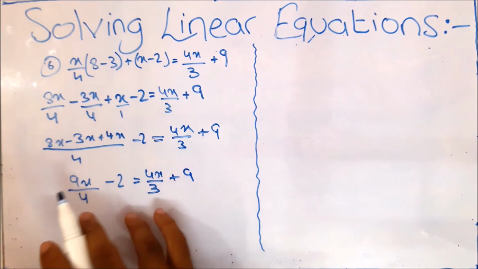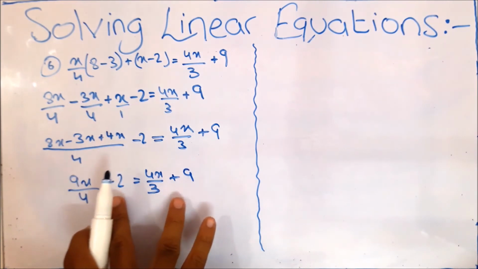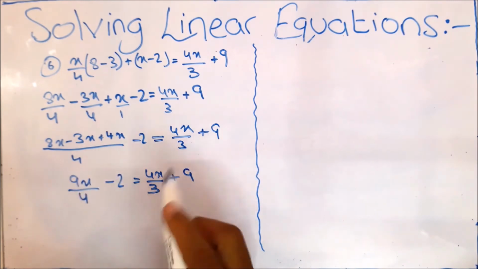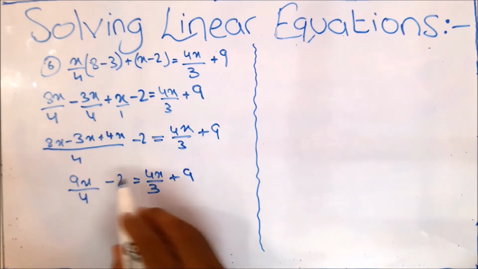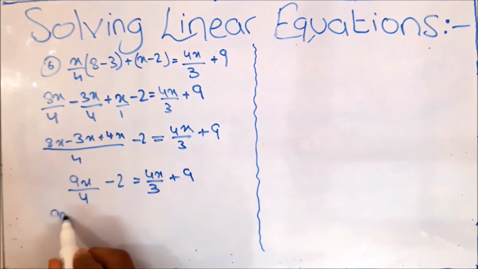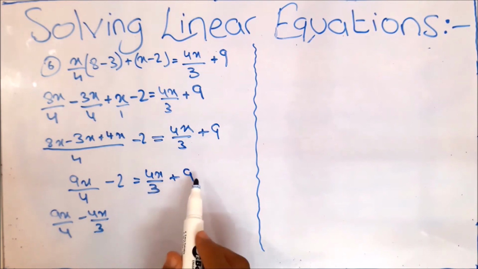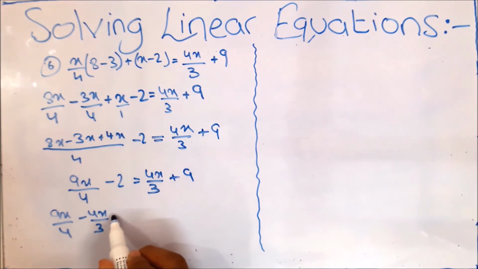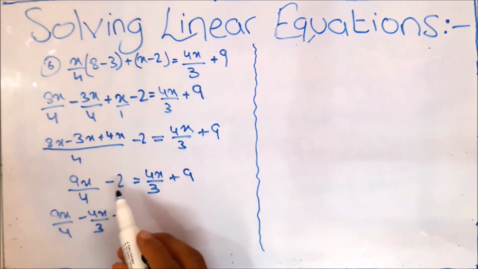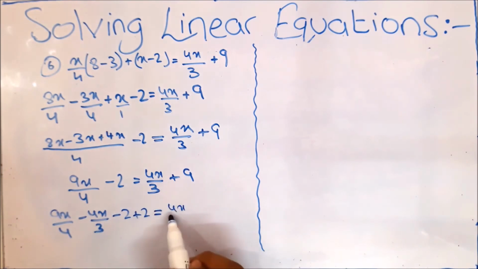Okay, here we have two values which have x and two values which do not, which are pure numbers. So we'll shift the values with x to one side and the numbers to the other side. We'll do it in one step. 9x divided by 4 minus 4x over 3. We'll subtract 4x over 3 from this side and this side as well. Then minus 2, okay, and we have to remove this 2 as well. So minus 2 will be removed by adding 2, equal to 4x over 3.